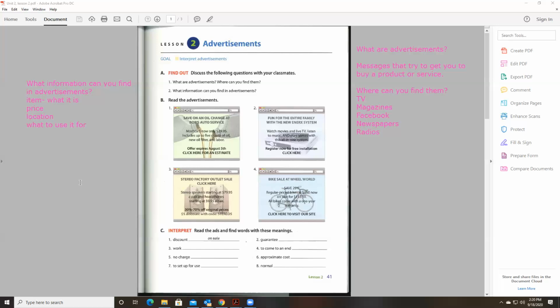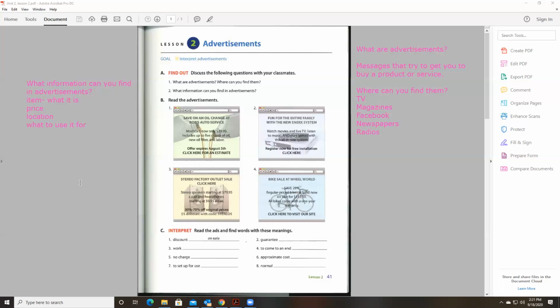All right, let's look at 3. It says stereo factory outlet sale. Click here. Stereo speakers starting at $79.95 a pair, and headphones starting at $9.95 a pair. 30 to 70% off the original price. $5 discount with the code STEREO5.